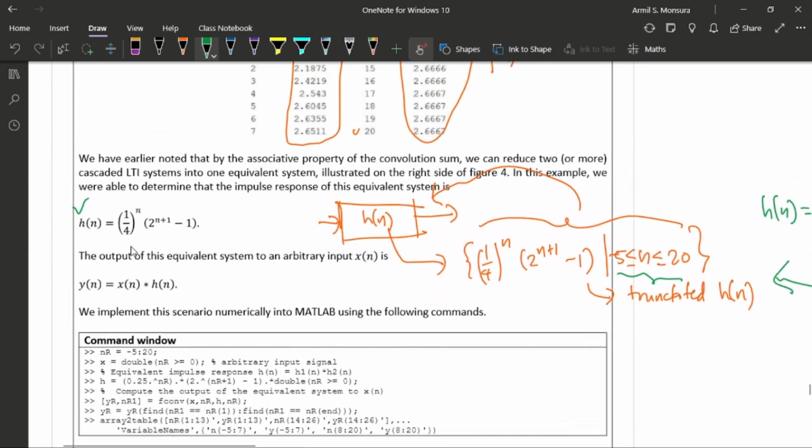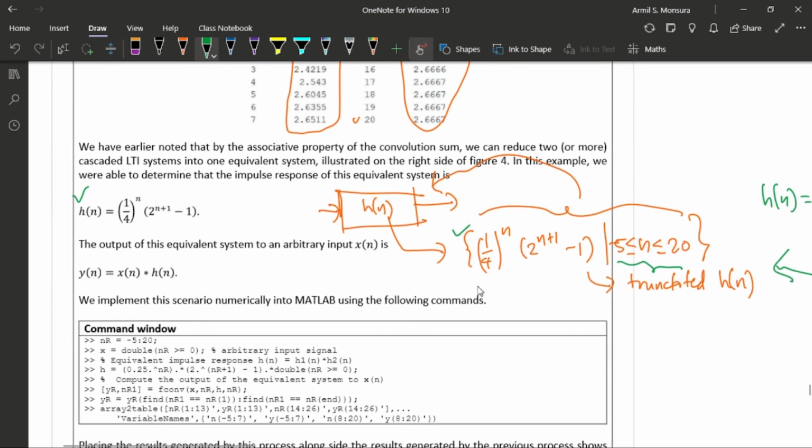And then, yung sample values ng h of n generated from this set will be convolved with the sequence x of n, which is yun nga, step sequence siya, also defined within the interval -5 to 20. In fact, pati itong x of n ninyo is also being truncated.